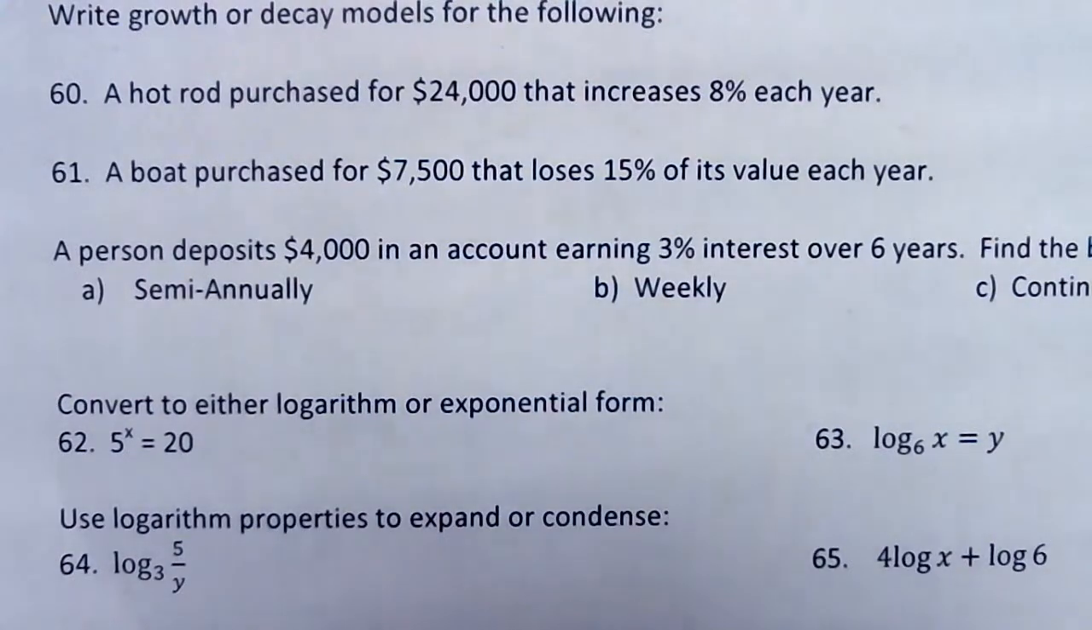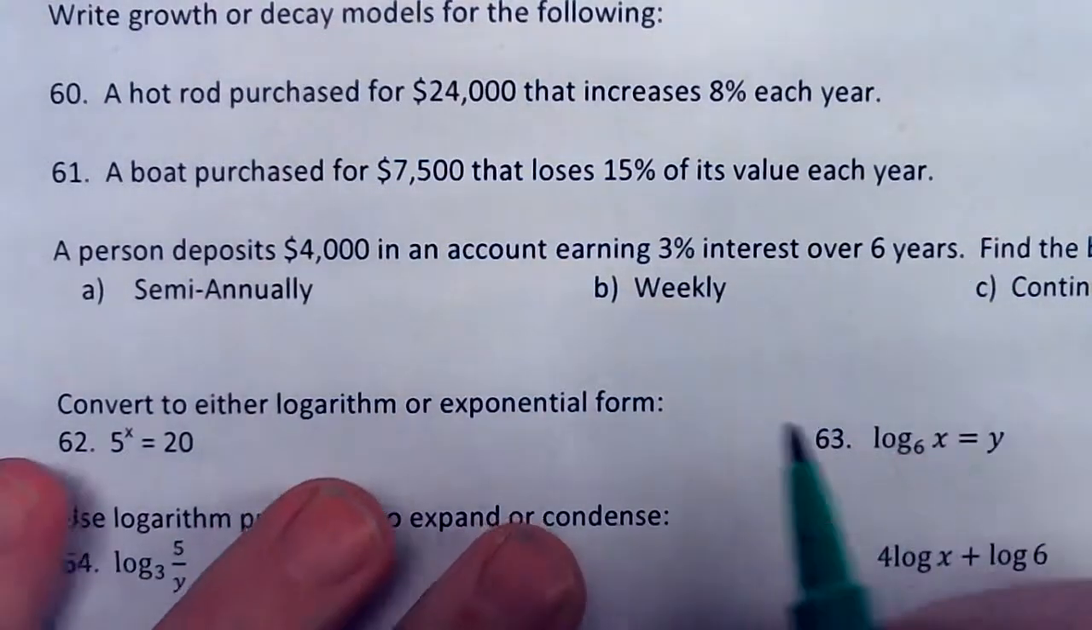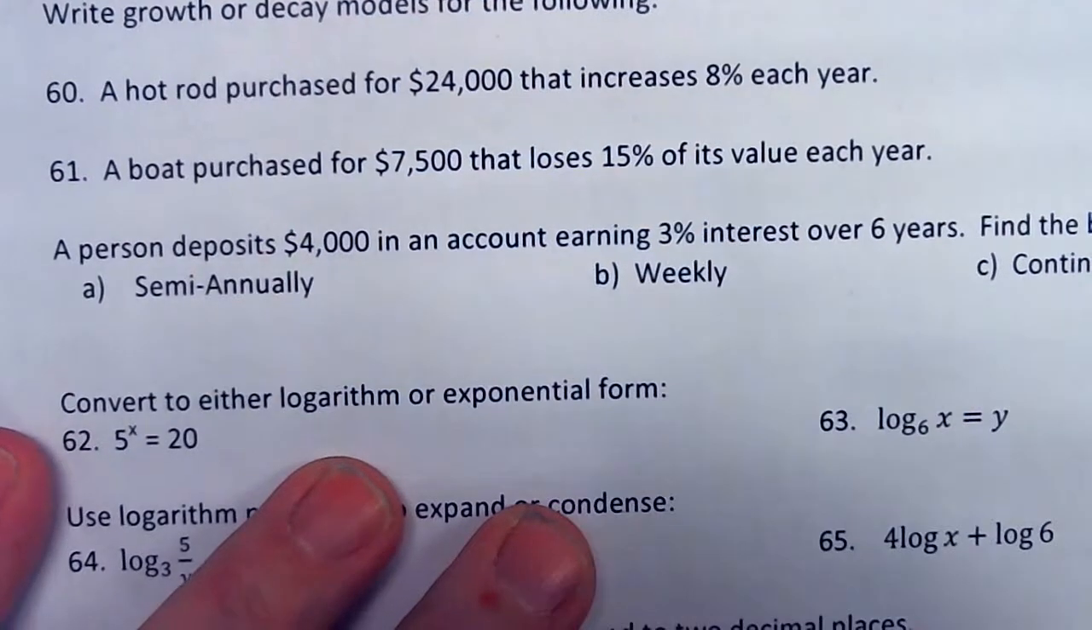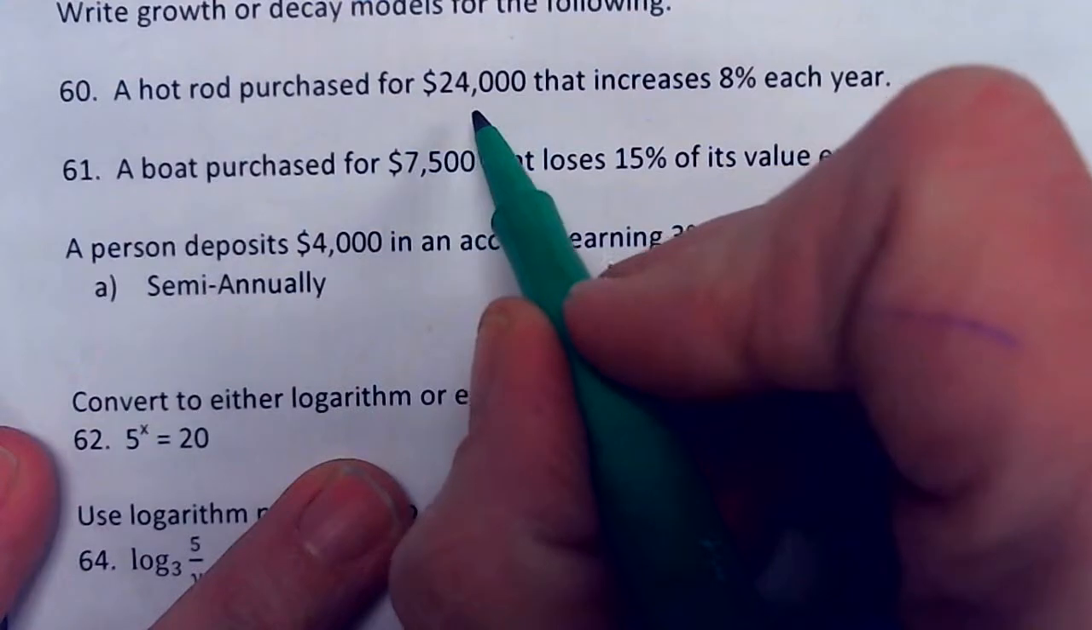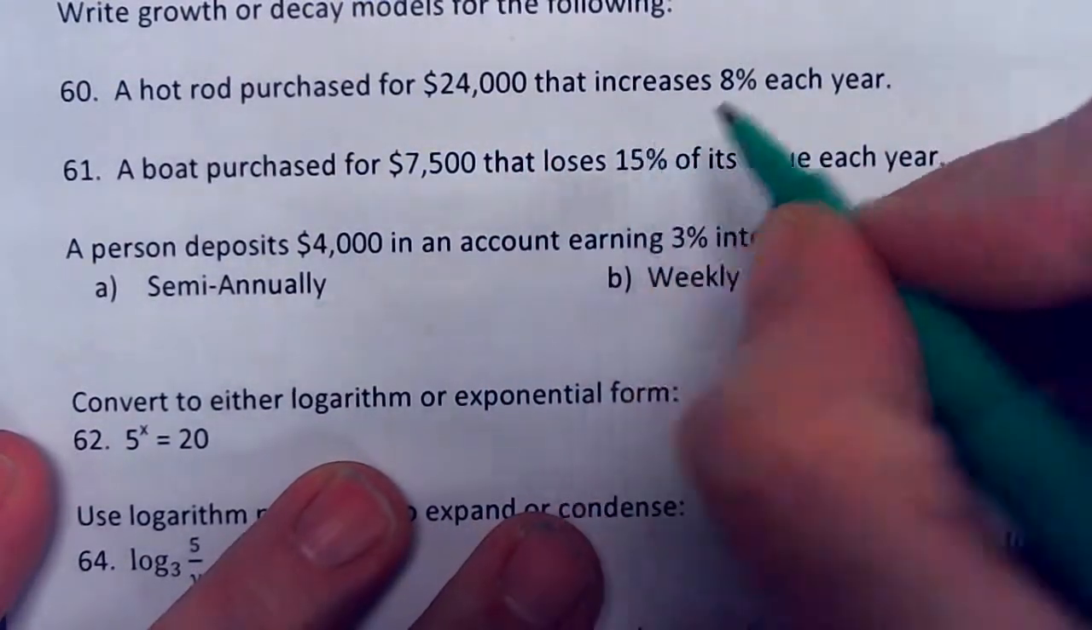Okay, Algebra 2, final exam for first semester, the review problems. I'm going to work as many of these out as I can. Start with number 60. A hot rod purchased for $24,000 increases 8% each year.